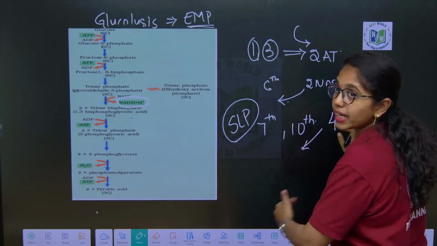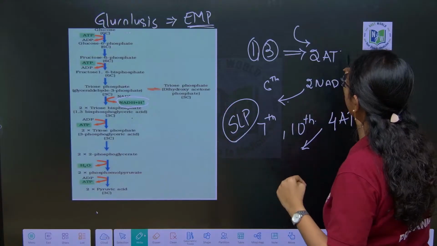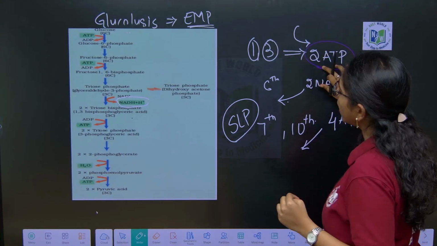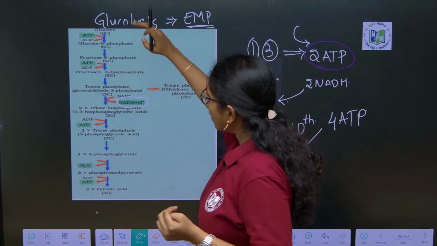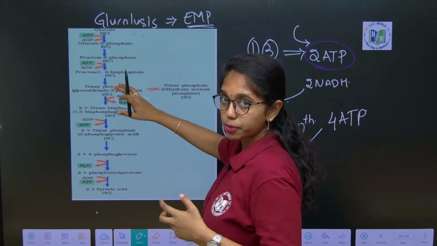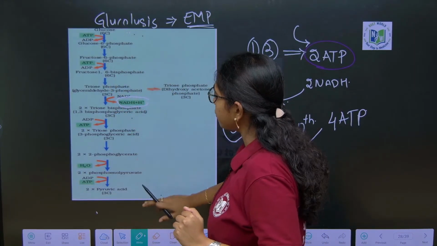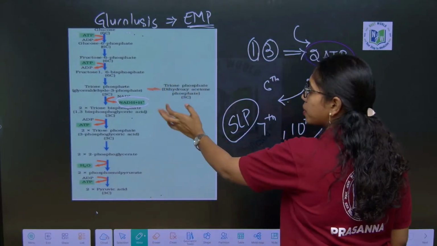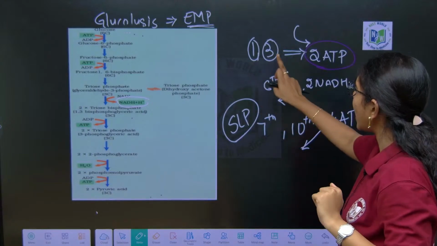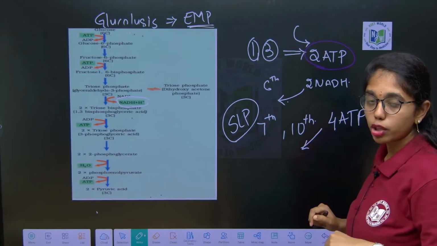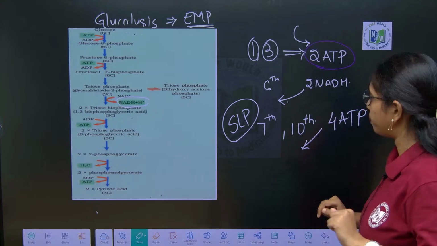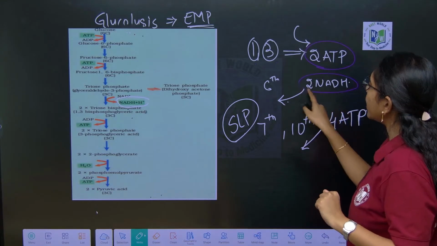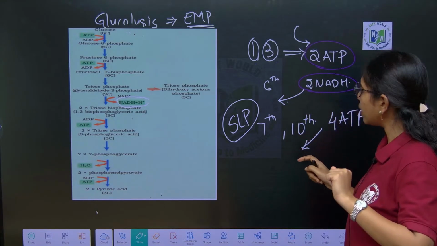Of this 4 ATP which is released, 2 ATP are utilized initially at the preparatory phase. The first 5 steps are called the preparatory phase. The next 5 steps we are calling the payoff phase. So, in the first 5 steps, that is the preparatory phase, at steps 1 and 3, 2 ATP molecules are utilized from the cytoplasm, and at the 6th step 2 NADH are being released into the cytoplasm.